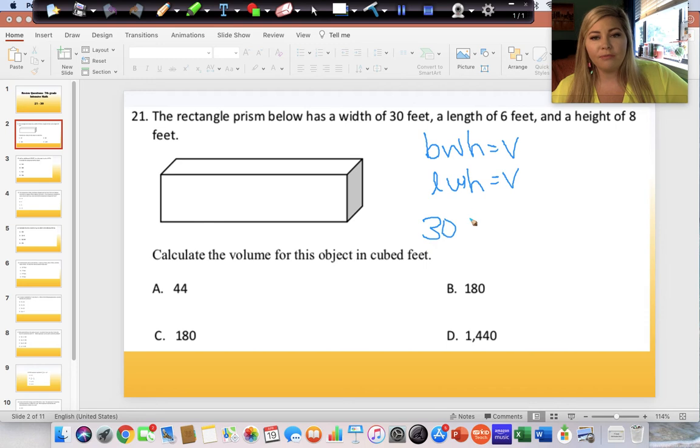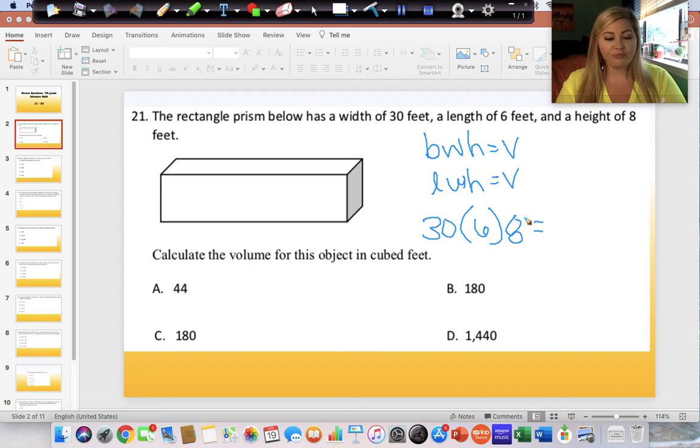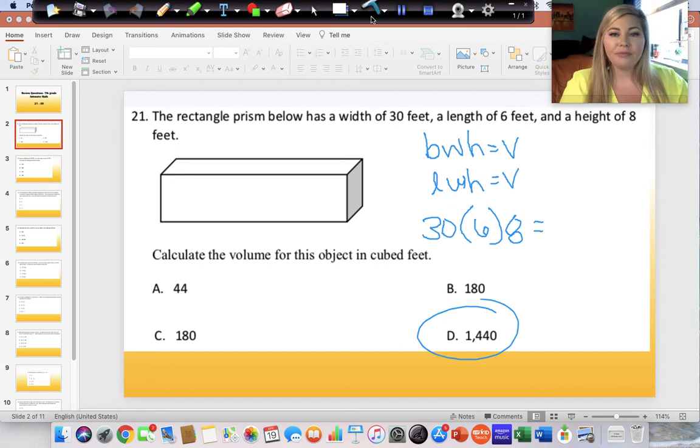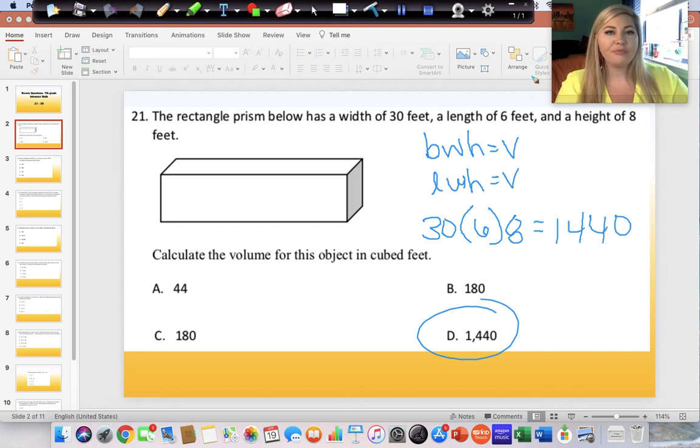So 30 times 6 times 8. And you could use a calculator to do this. So 30 times 6 is 180. Times 8 gives us 1,440, which is D. I guess I should write that here. And that would be also in cubed feet.